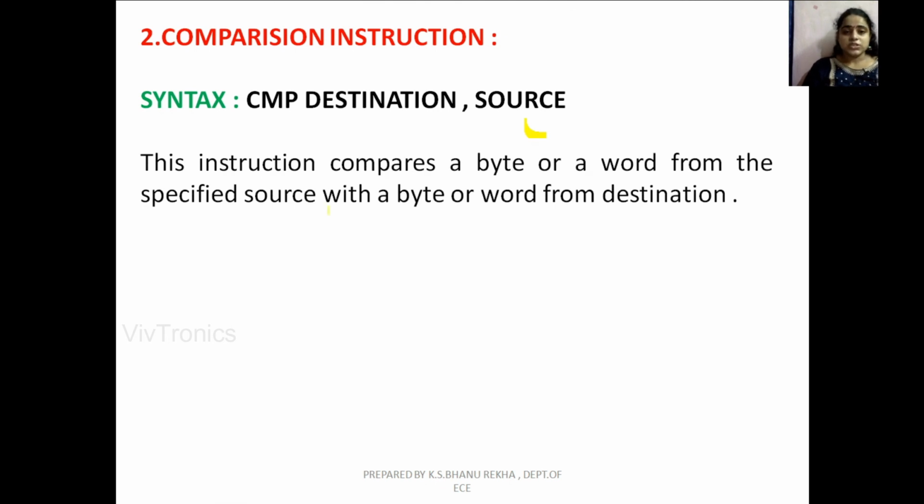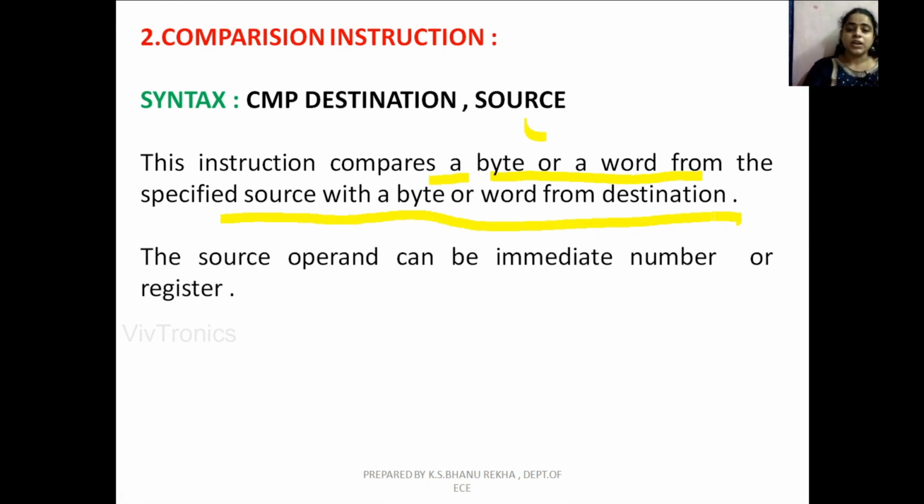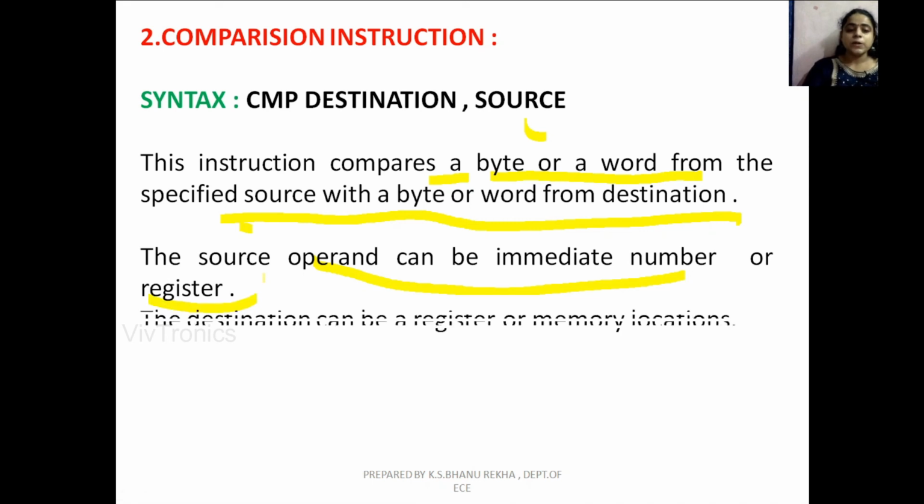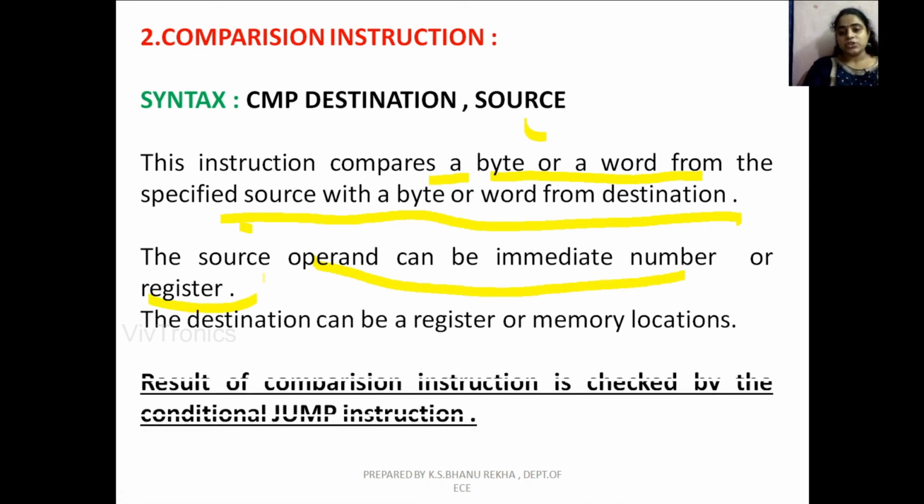This instruction just compares a byte or word from the specified source with a byte or word from the destination, and in the comparison instruction it just compares, it holds the result. We have to check the result, or see the reflection of the result, only by using our conditional jump instructions. The source operand can be an immediate number or any register. The destination can be a register or memory location.